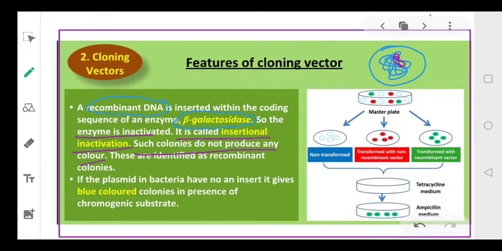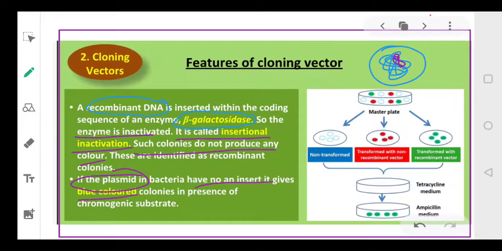Okay, so if we have done this, the normal cells will be colored and the recombinant cells will have no color. They will be colorless, right? Clear? So if a plasmid has no insert, then it gives blue color, and if the plasmid has an insert, then it will be transparent.